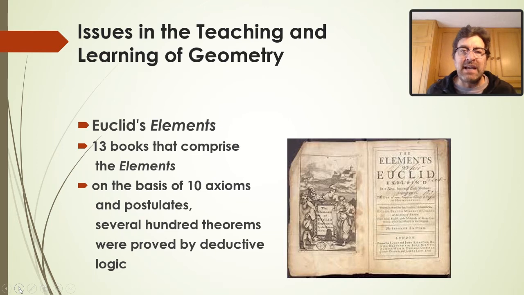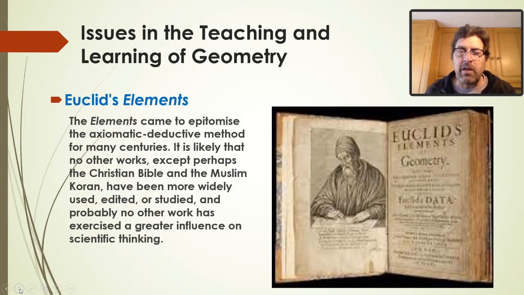Well, Euclid's Elements are 13 books that comprise the elements. They are formed on the basis of 10 axioms and postulates. Several hundred theorems were produced by the deductive logic that was introduced in these elements. So it makes for very good and interesting reading. There's an example of one of the pages in one of the volumes.